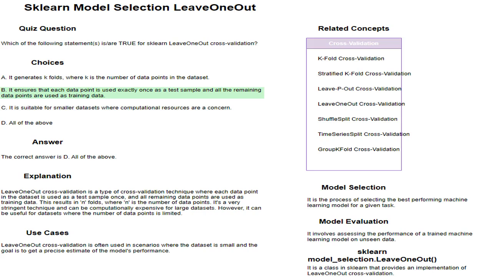B. It ensures that each data point is used exactly once as a test sample and all the remaining data points are used as training data. This statement is true. While leave one out is highly precise, it can be computationally expensive for large datasets. However, it is suitable for smaller datasets because the computational cost is less significant. C. It is suitable for smaller datasets where computational resources are a concern.